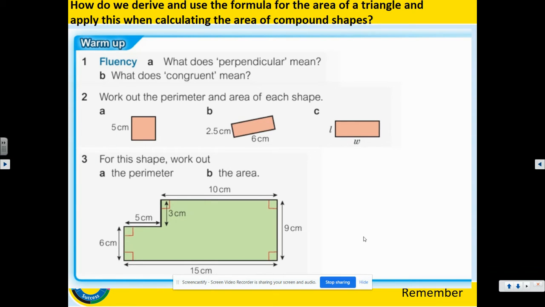So to start off, I'd like you to complete this fluency and warm-up section. I need you to pause the video, though, while you do those, because obviously my video will keep going through the slides, but you need time to pause and to do these questions. Okay, so please can you do that now? Press pause and complete those questions. Then we'll go through the answers together.